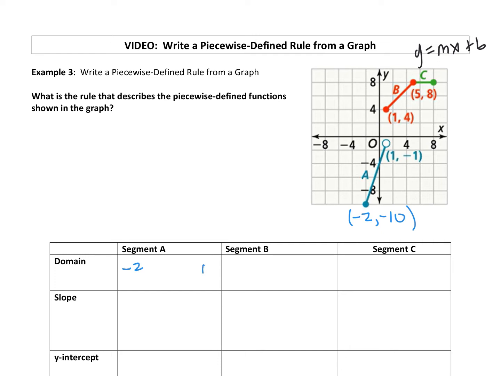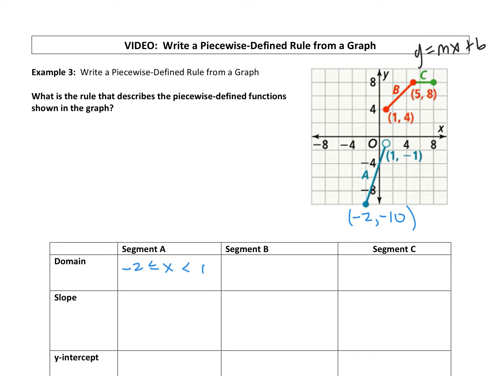That -2 has a closed circle, so we're going to say -2 is less than or equal to x, and that 1 has an open circle, so we're going to say x is less than 1. So segment A has a domain from -2 to +1, where the -2 is included in this domain. The 1 is not included in the domain of segment A.